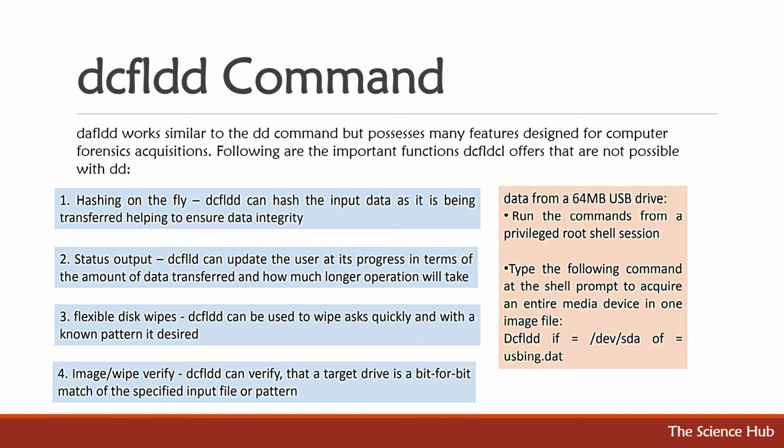dcfldd can hash the input data as it is being transferred, helping to ensure data integrity. Status output can update the user on its progress in terms of the amount of data transferred and how much longer the operation will take. Flexible disk wipes can be used to wipe a disk quickly and with a known pattern if desired. Image wipe can verify that a target drive is a bit-for-bit match of the specified input file or pattern.